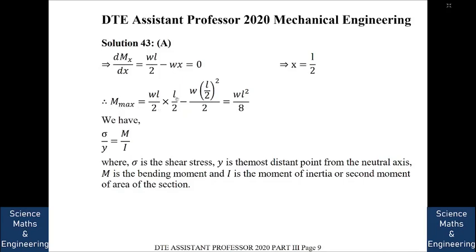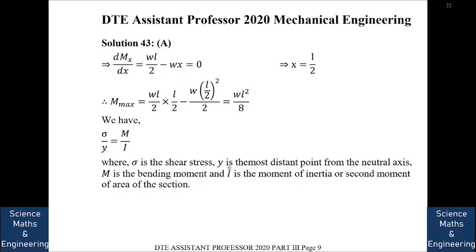W L by 2 into x is L by 2, then w into x square, so L by 2 square divided by 2, which becomes WL square by 8. Now again we have sigma by y is equal to m by I, where sigma is the shear stress, y is the most distant point from the neutral axis.